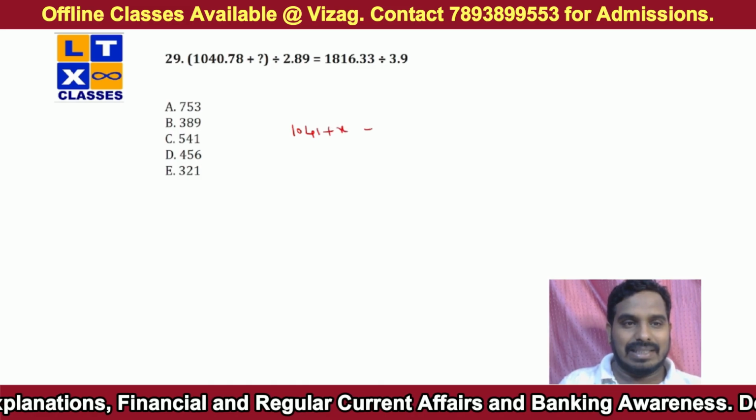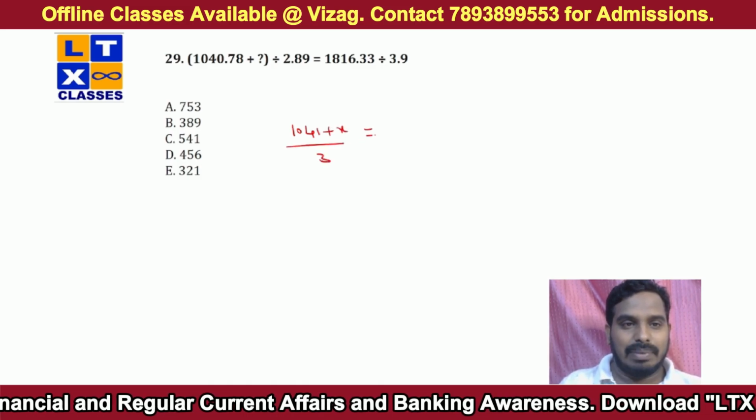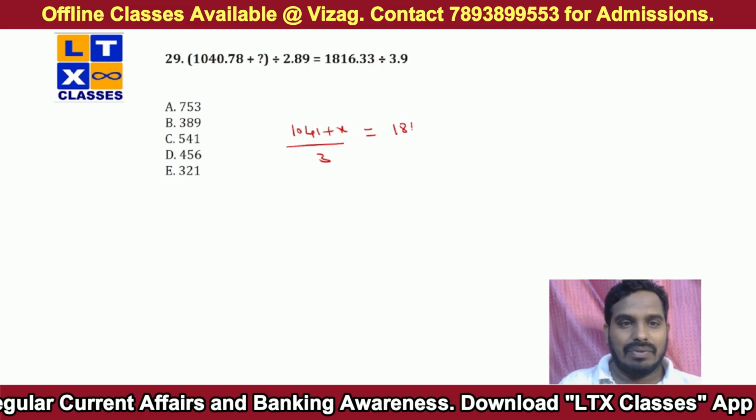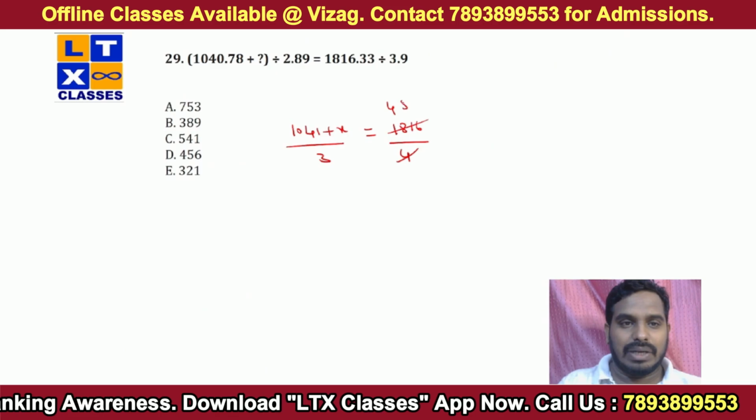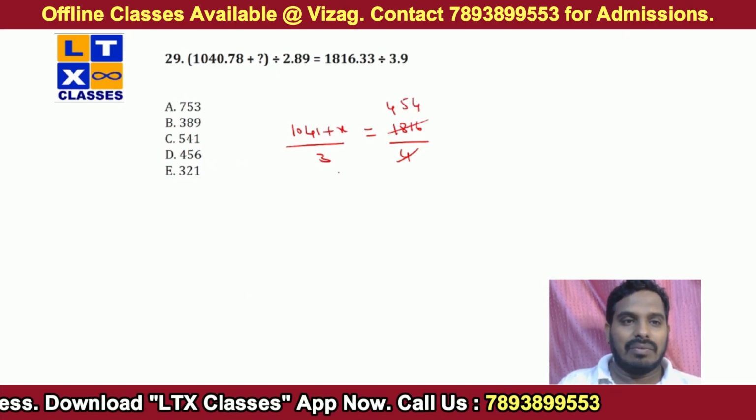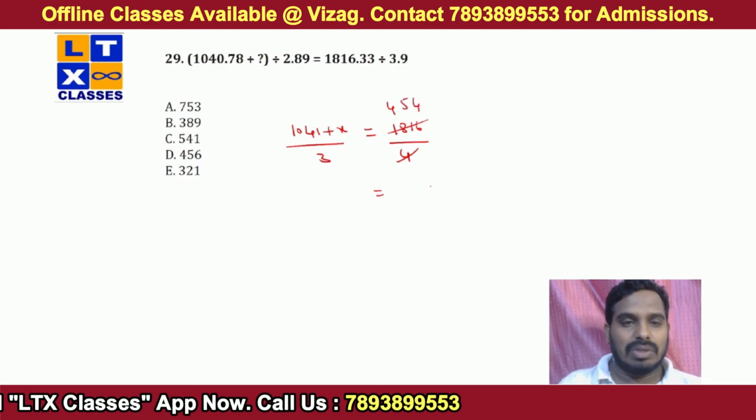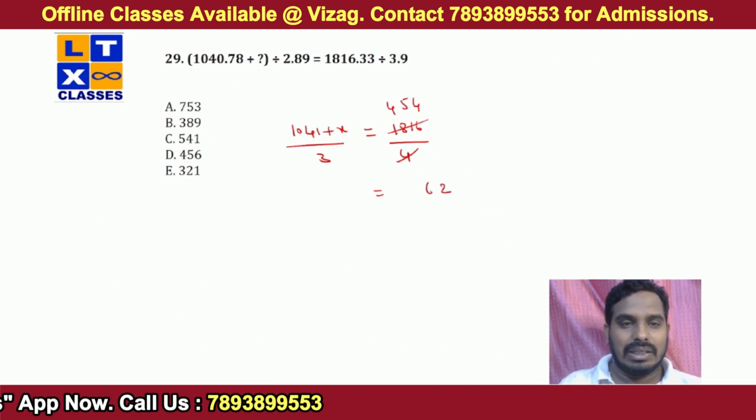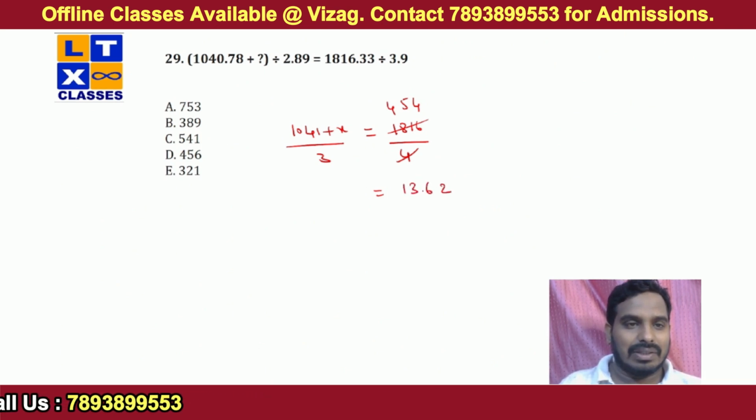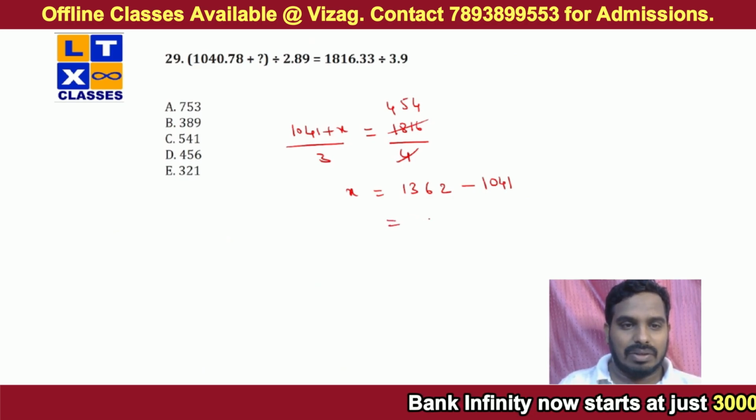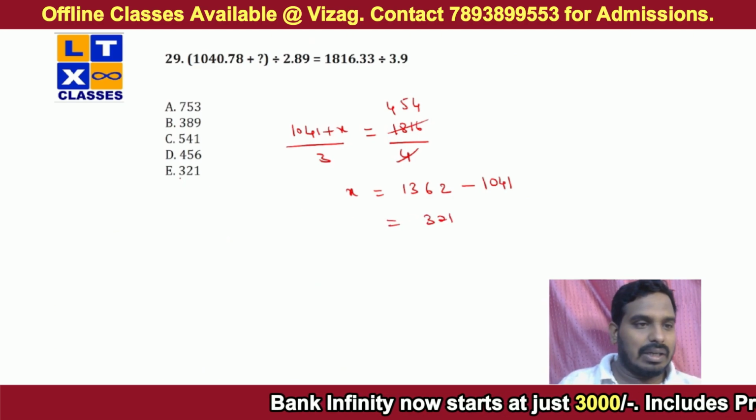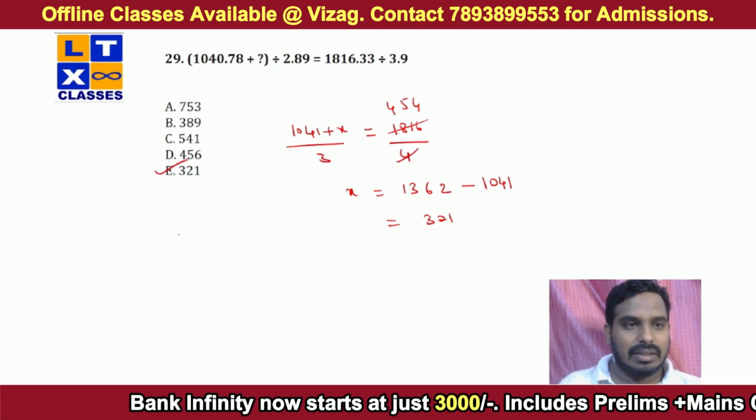1041 plus x divided by 3 will be equal to 1816 divided by 4. Now 4 times 454 is 1816. Send the 3 to the other side. This will be 1362. Now my value of x will be equal to 1362 minus 1041. Now this will be equal to 321.